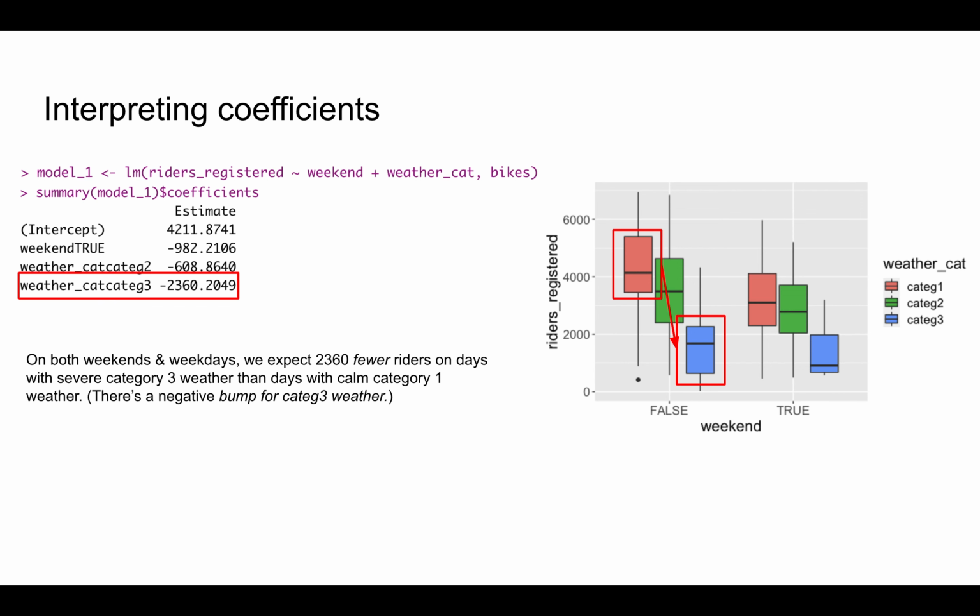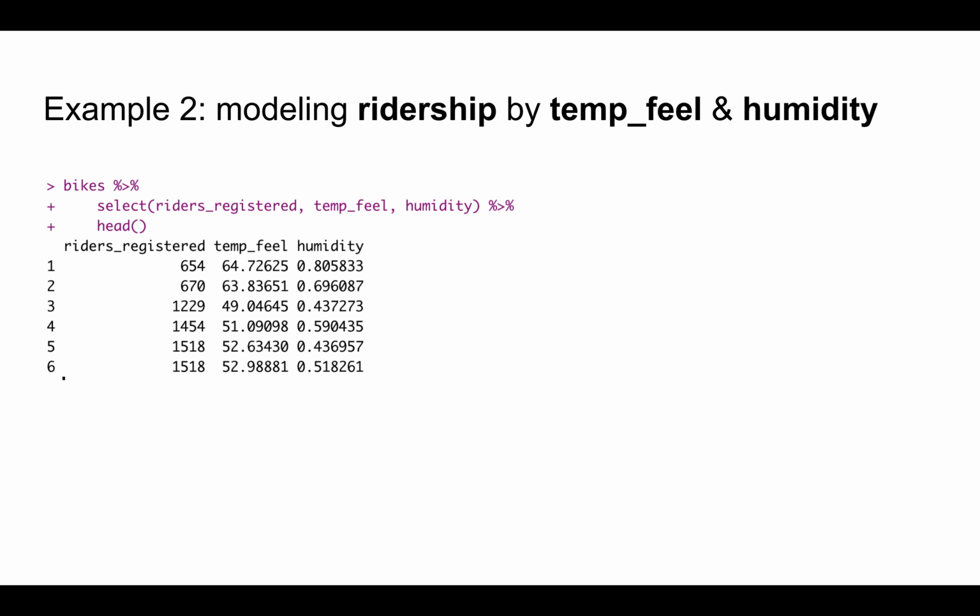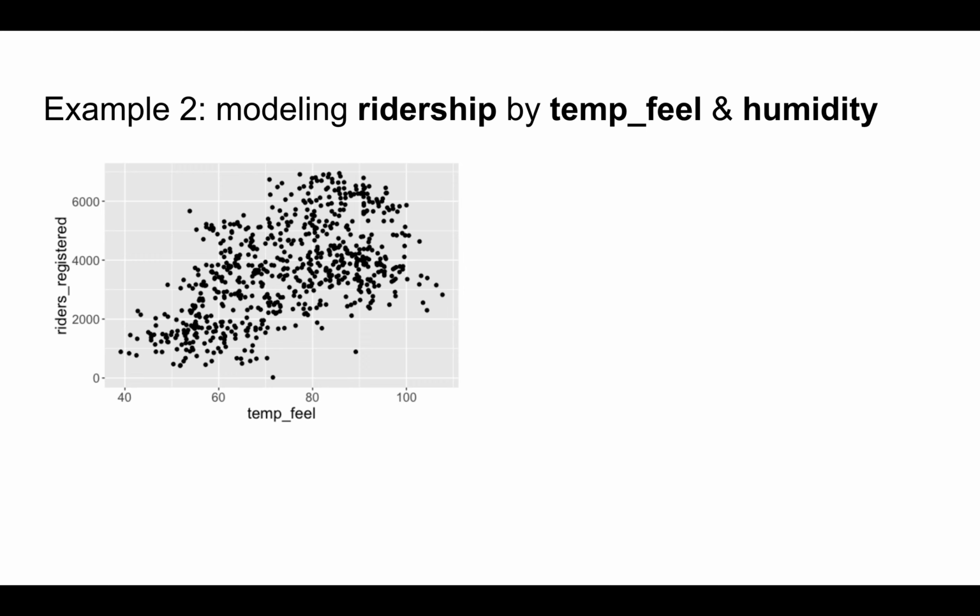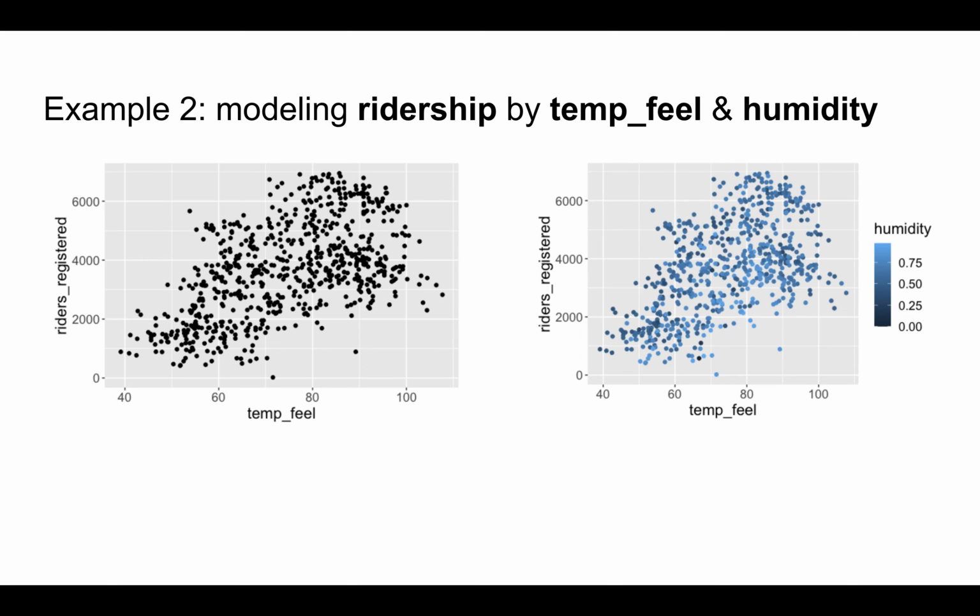Moving on to example 2. Suppose we wish to now model bike ridership by temperature and humidity. Here, it's important to start by recognizing that there are two quantitative predictors. Thus, to visualize this relationship, we might start with a visualization of riders versus temperatures, and then include information about humidity using something like a color scale.